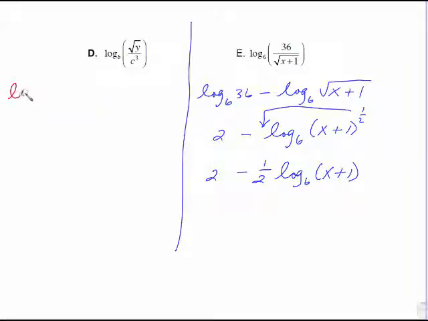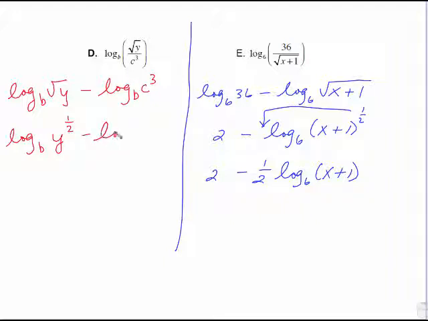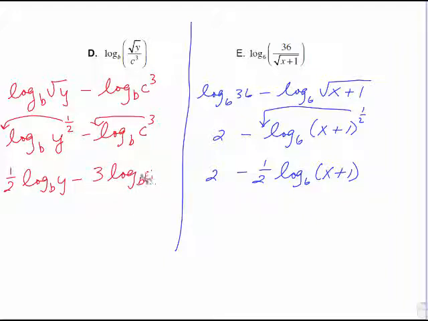Because this is a quotient, we will write this as log base b of radical y minus log base b of c cubed. You can't deal with the radical as a radical, so we must write it in rational exponent form. So this is log base b of y to the 1/2 minus log base b of c cubed. Then we have to take these powers and dislodge them and bring them down in front to be coefficients. So this becomes 1/2 log base b of y minus 3 times log base b of c.